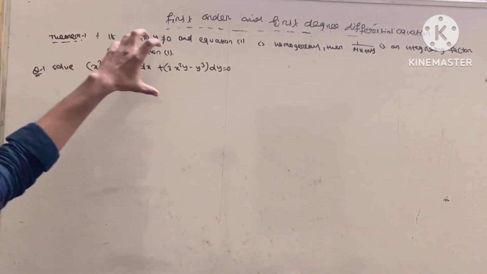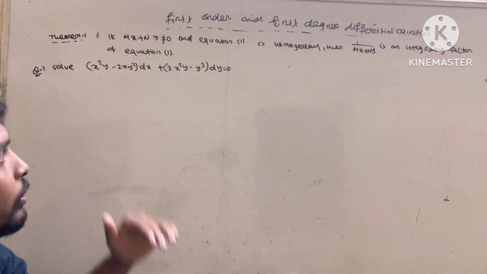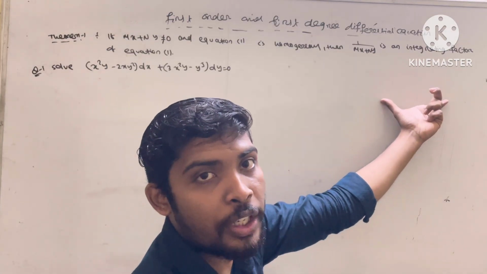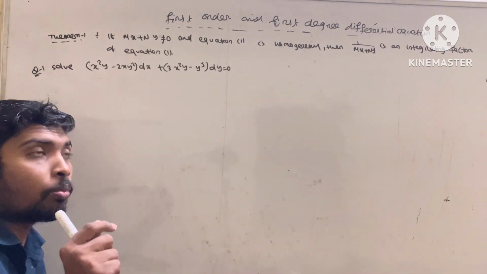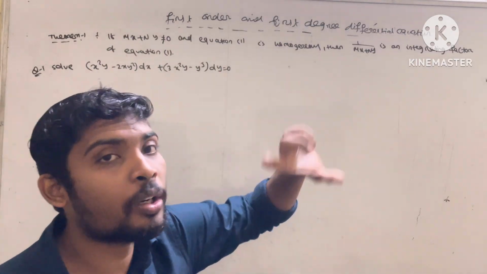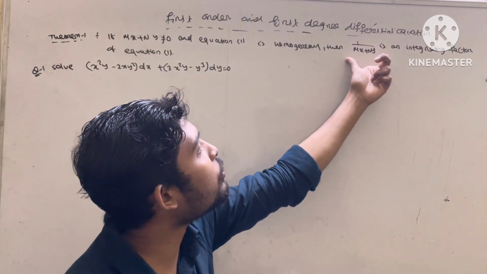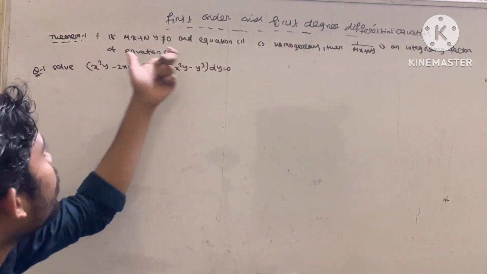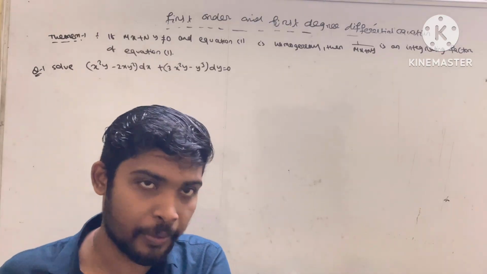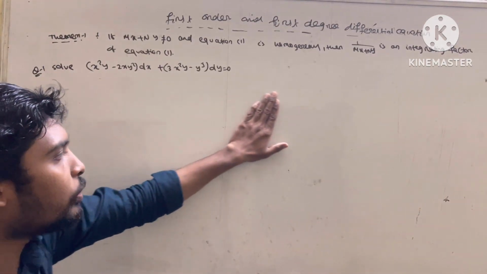Here is the first theorem: if Mx plus Ny is unequal to 0, and we consider the equation M(x,y) dx plus N(x,y) dy is equal to 0. This is equation 1, the first equation, and this equation is homogeneous. First of all, you have to check that the given equation is homogeneous. Then after that, 1 by Mx plus Ny is an integrating factor of the given equation 1. Then 1 by Mx plus Ny is the integrating factor.